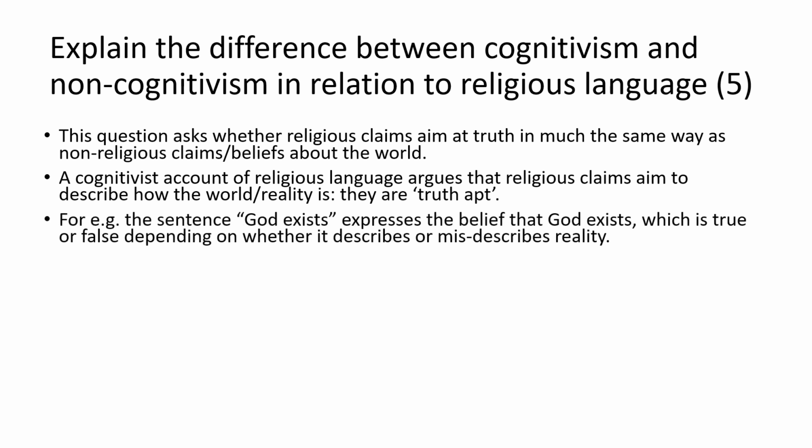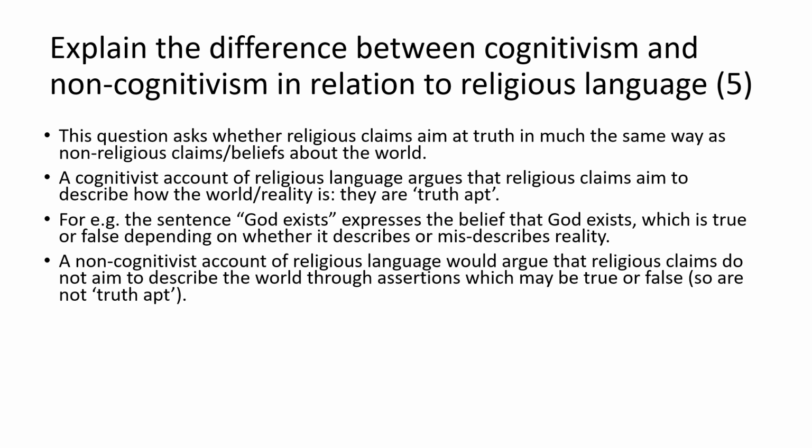For example, the sentence "God exists" expresses the belief that God exists, which is true or false depending on whether it describes or misdescribes reality, in the same way as you could describe or misdescribe the number of chairs in the room. If you're a cognitivist about the claim that God exists, you can describe or misdescribe reality using that statement.